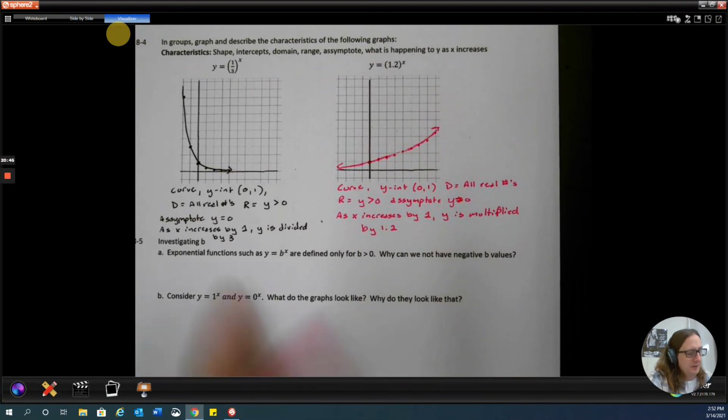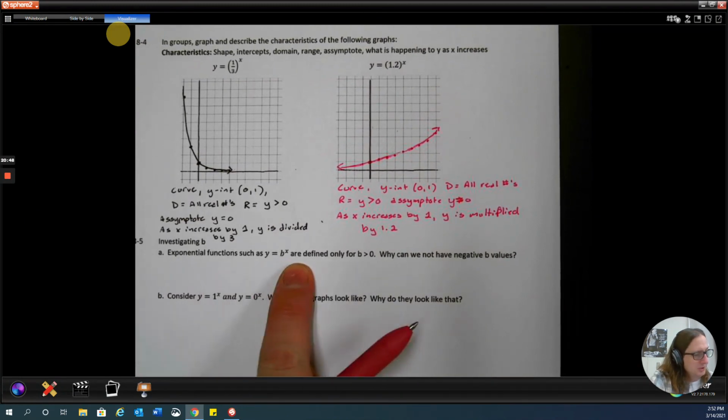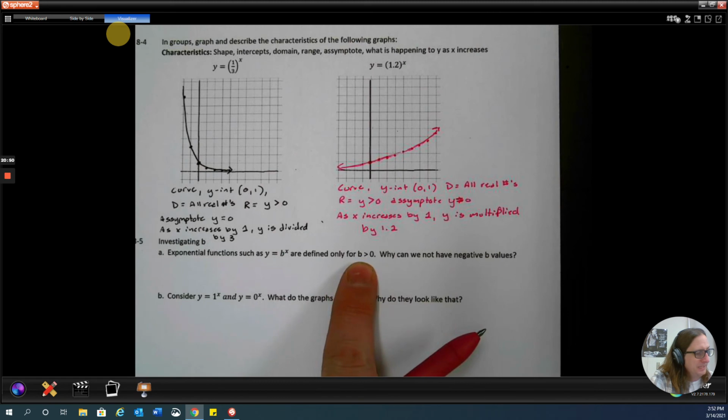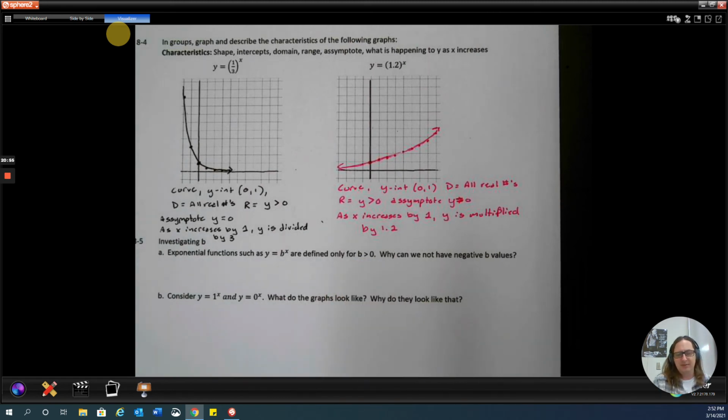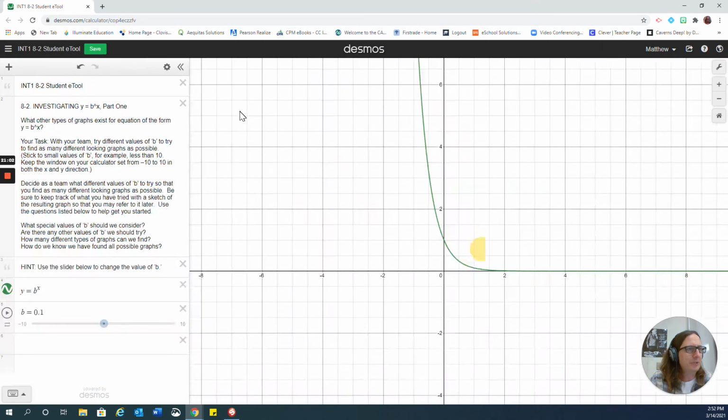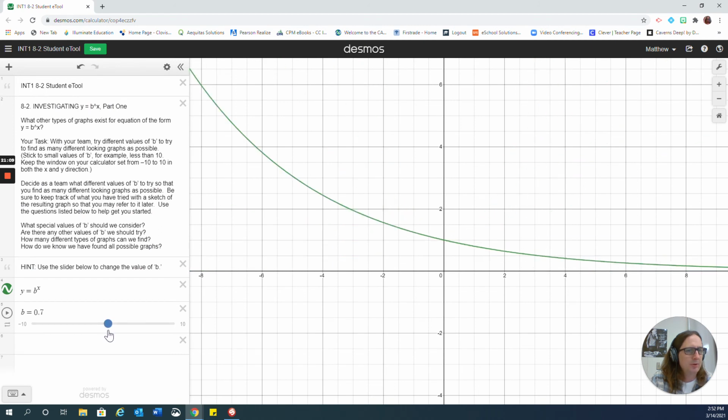All right, exponential functions such as y equals b to the x are defined only for b greater than 0. Okay, and why can we not have negative b values? Let's go back to Desmos real quick, to that E tool that we did. So over here we can see our graph. Everything's great, flip-flopping back and forth. Now watch what happens when I go to negative. The graph disappears. Something happens on this graph and it disappears when I get a negative over here.